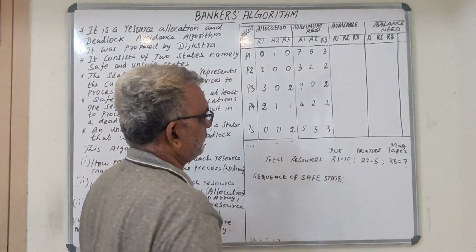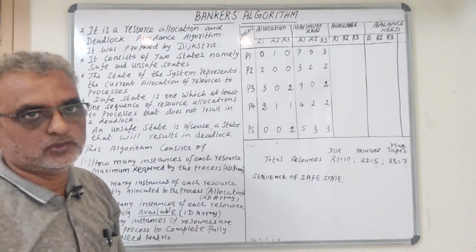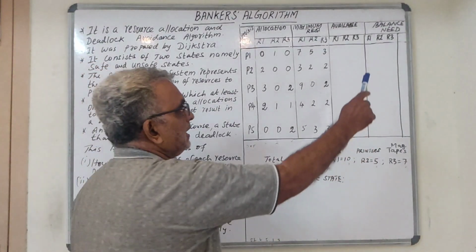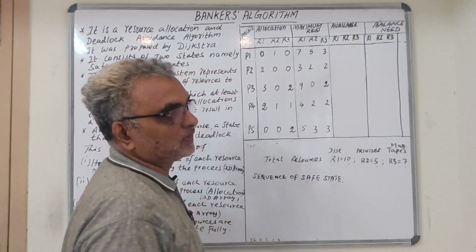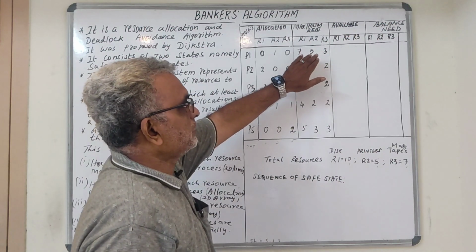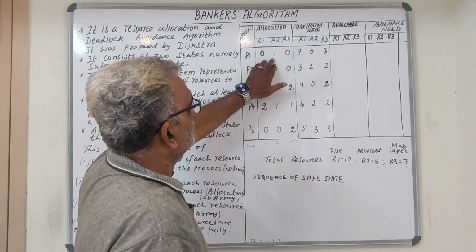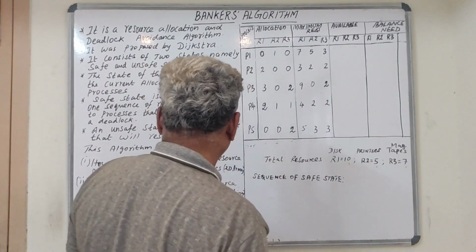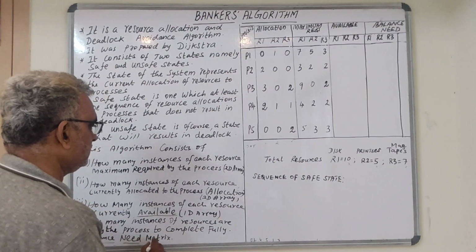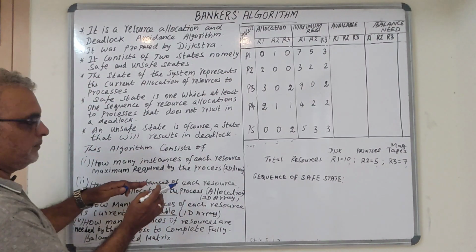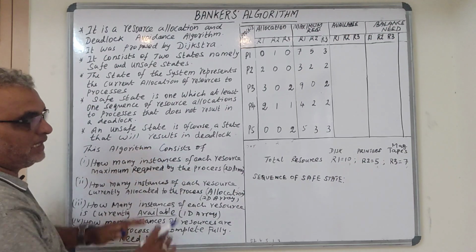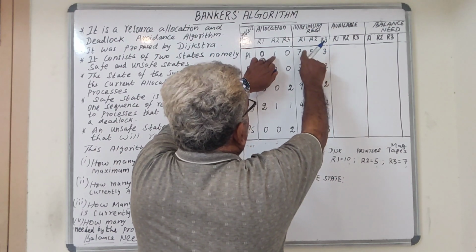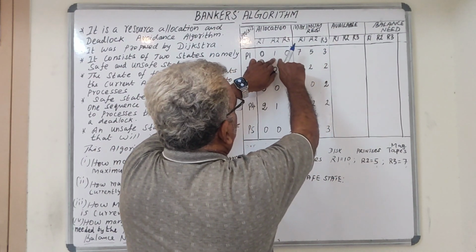So this is the maximum required value and this is the allocated value. Now we have to find out the balance need matrix. Just subtract this value from this value. The balance need matrix can be calculated just by subtracting the allocated value from the maximum required value.